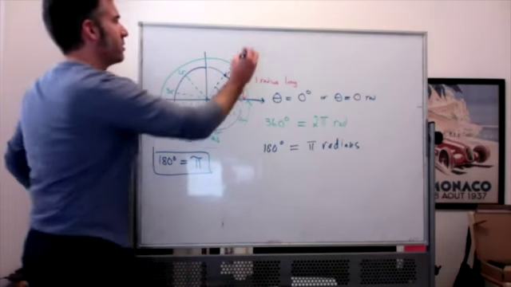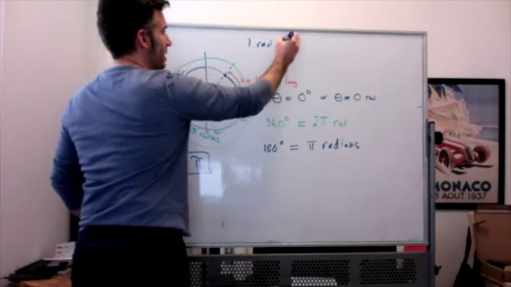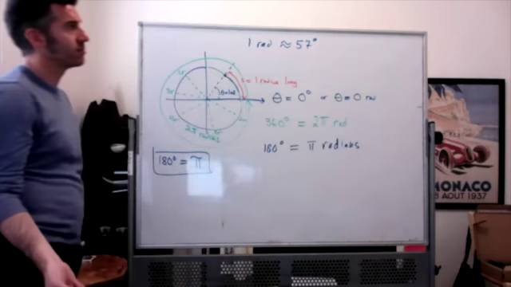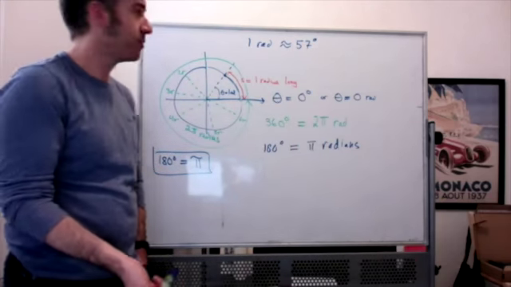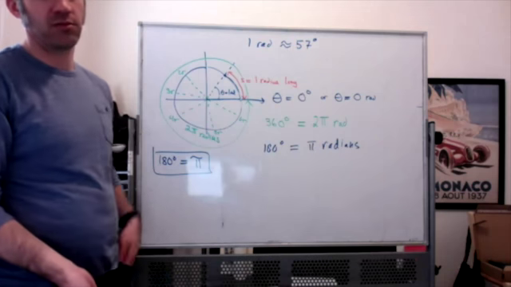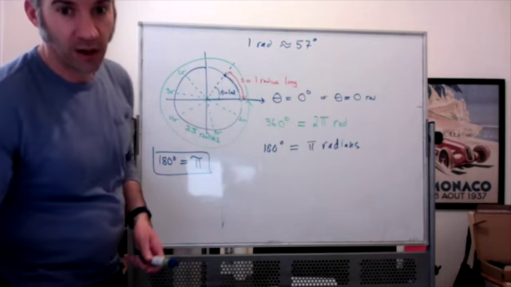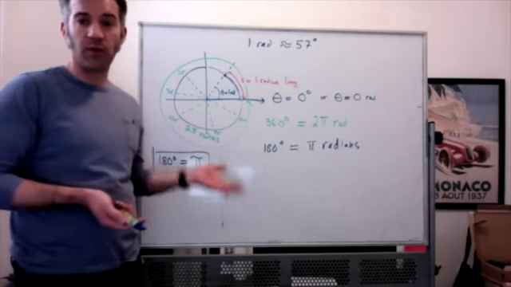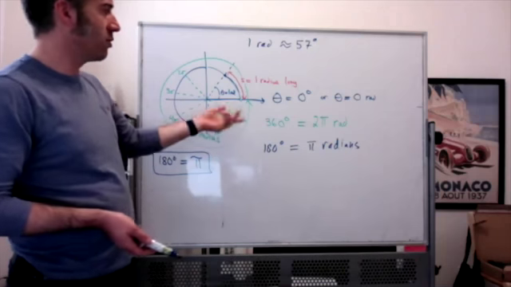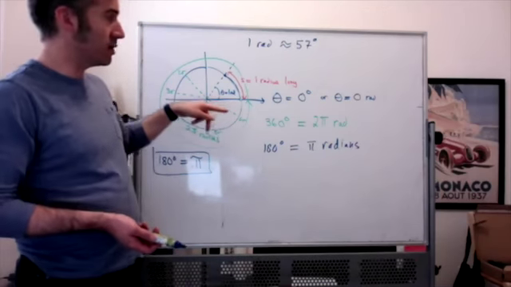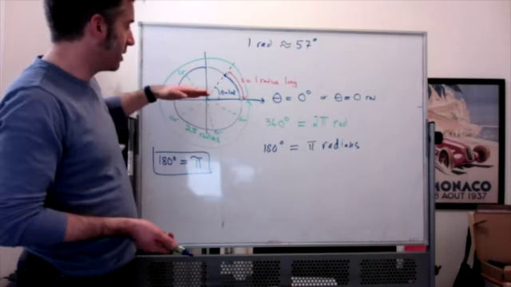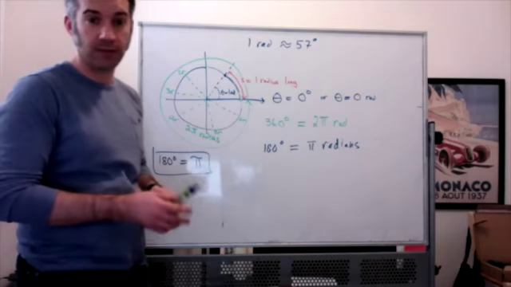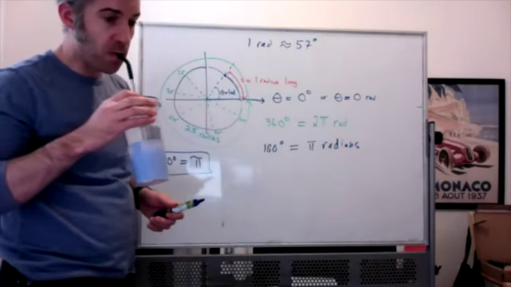1 radian, I'll just point out, is approximately 57 degrees. Not exactly, but it's close. So when we'll talk about this as we go along, but when we measure angles, we measure positive angles from the positive x-axis in the counterclockwise direction.